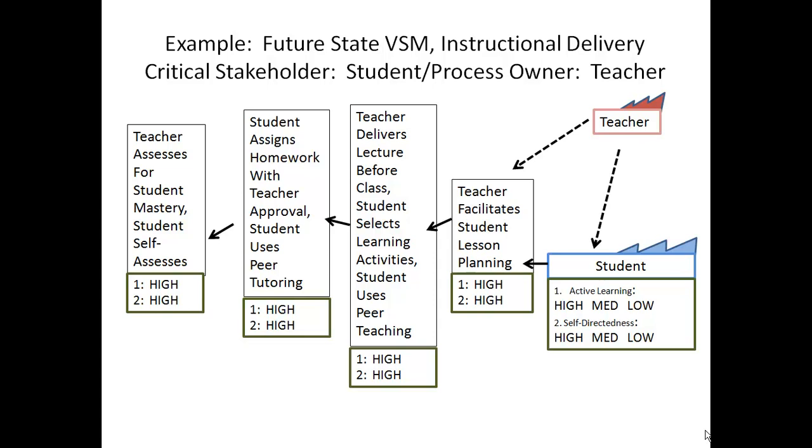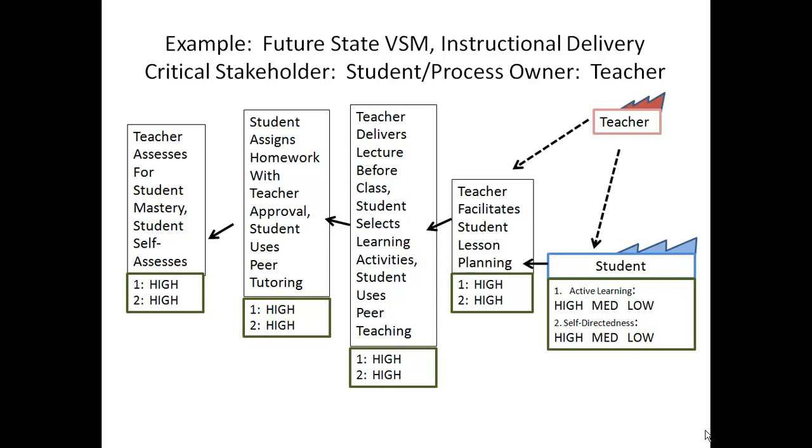And then the last step is now the teacher is going to look and do assessment, looking at student mastery, and the student is also going to perform some self-assessment. So those two together create the assessment function. Again, very high on active learning for the student and high on self-directedness.